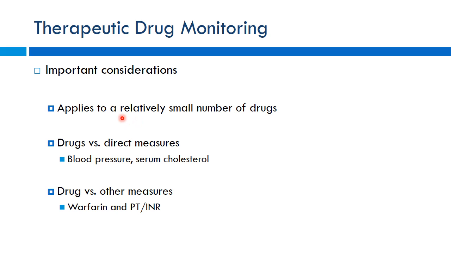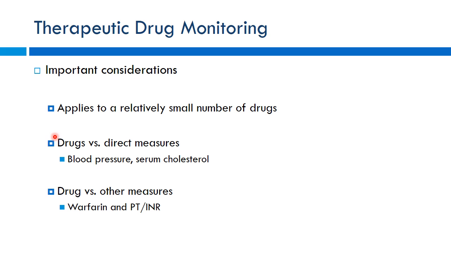And so the question is, in a lot of cases, you can look at other features, other measures, to determine whether or not the drug's actually working. So for instance, if I give you a blood pressure medication and you come back 2 weeks later and your blood pressure has dropped down, I don't need to check the level of the drug.